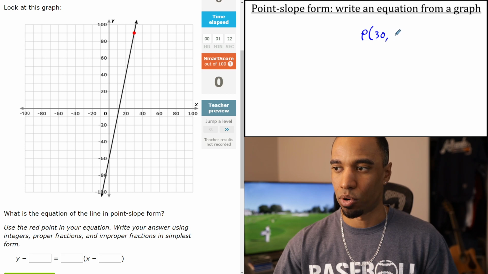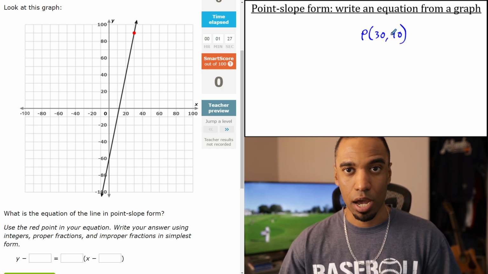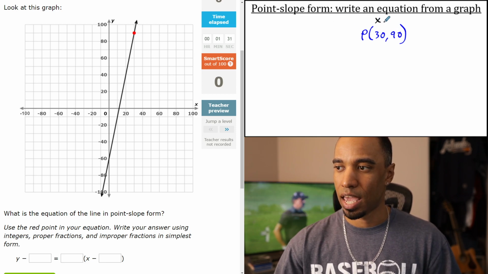Don't worry, I'm going to be doing a lot more when it comes to this point slope form, letting you know what the heck it is we have to do. But that's 30, comma 90 right there. I need to use that as my x1 and my y1. Why do I say x1 and y1?